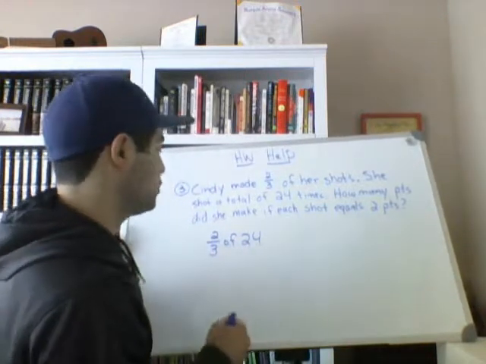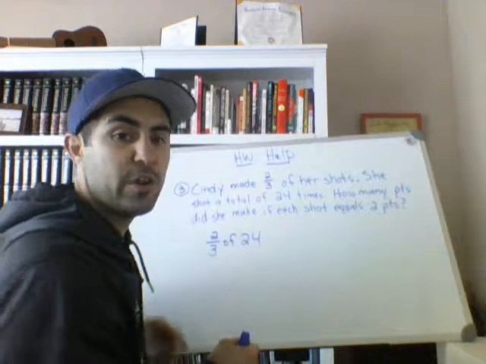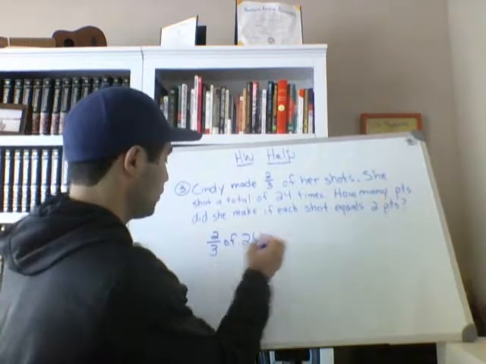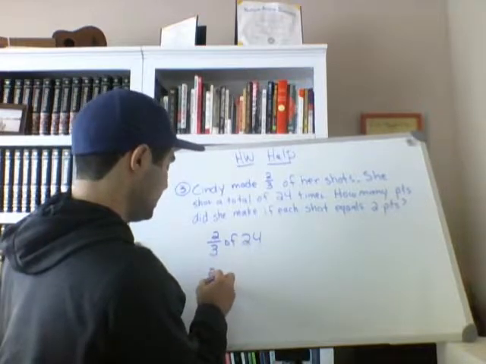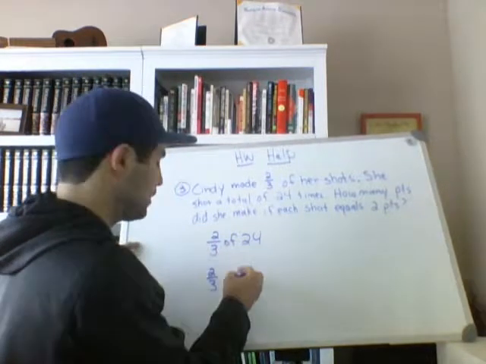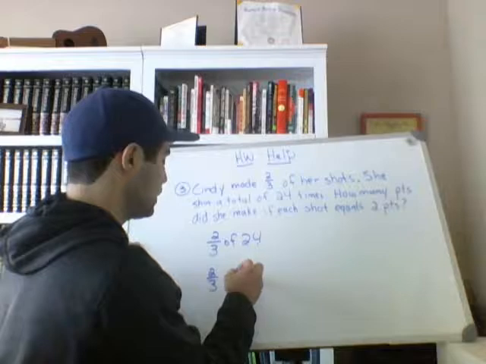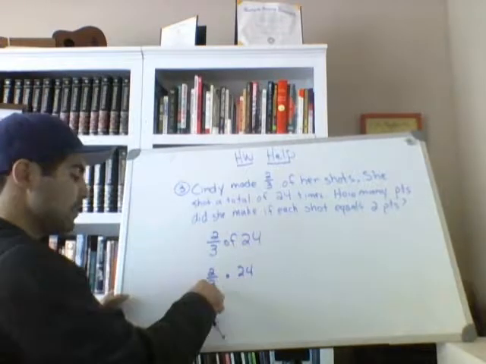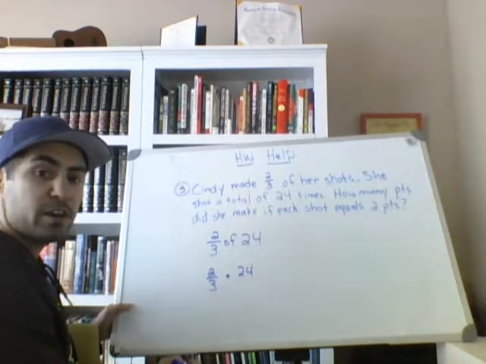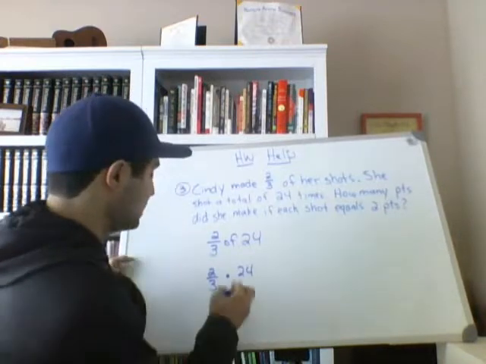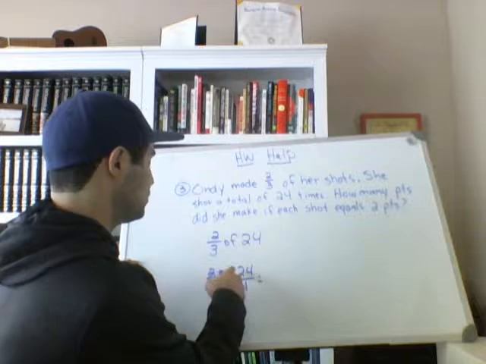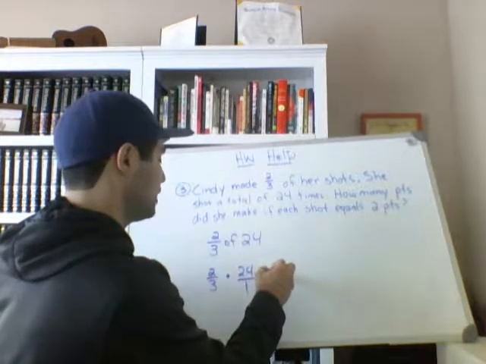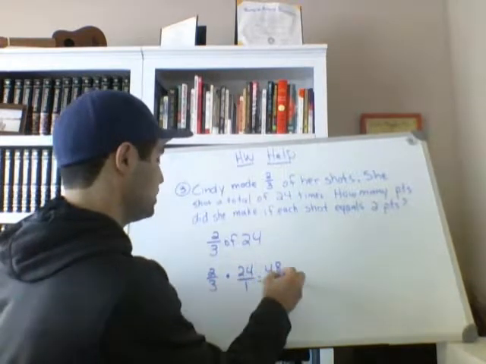But I want you guys to start doing it a different way now that you know how to multiply fractions. Alright, so what I'm going to do is take 2/3, and what does of mean? Of is multiply. 2/3 of 24. Now we have a fraction times a whole number, which is hard, unless you know a trick. And that trick is take 24 and put it over 1. Okay, now we're going to take 2 times 24, which is 48. 3 times 1 is 3.